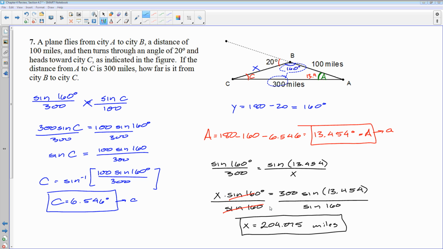There we go. So I set it up, I cross multiplied, I divided by the sine of 160. I threw all that in my calculator and I got 204 miles, 0.075, and do include units because they were provided in the problem. And 204 makes sense. 13.4 was my middle angle, so I should get something between the other two sides, which I did, so I'm happy with that answer.